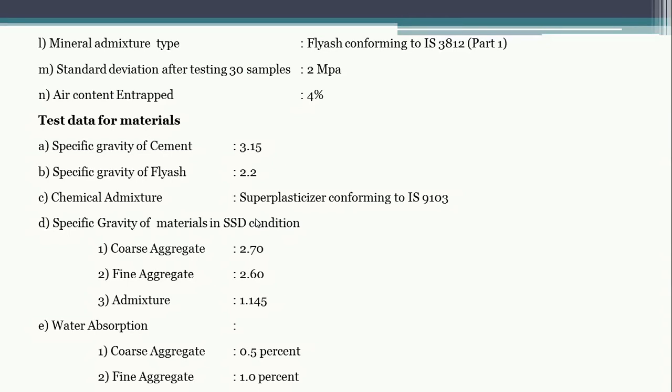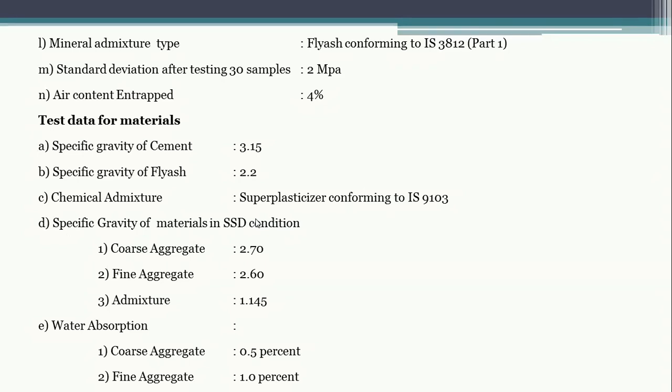Next, test data for materials. Specific gravity of cement 3.15 standard, specific gravity of fly ash 2.2, then specific gravity of the materials in SSD condition, that is saturated surface dry condition: coarse aggregate 2.70, fine aggregate 2.60, and admixture 1.145 standard. The specific gravity of coarse and fine aggregate will vary, as you all know, from 2.6 to 2.8, whereas for cement and admixture, most of the time it will be the same: 3.15 for cement and 1.145 for admixture.